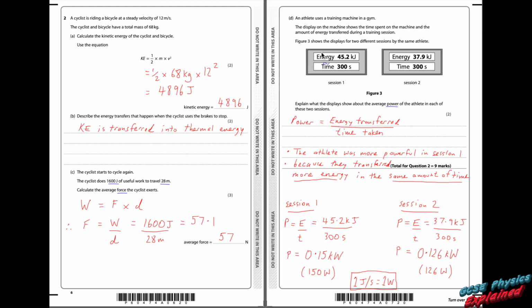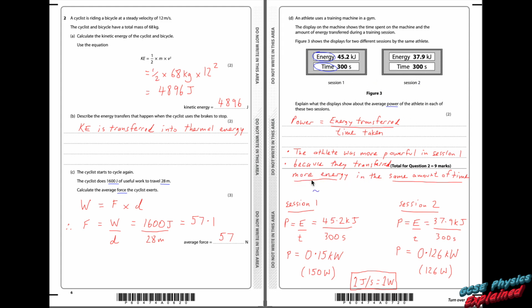Well, they've gave us the energy and they've gave us the time. So the equation that relates energy, time and power is power equals energy transferred divided by time taken. Now for 2 marks, we can say the athlete was more powerful in session 1, and that's because they transferred more energy. So in this session they transferred 45.2 kilojoules of energy, whereas in session 2 they only transferred 37.9 kilojoules, and you'll notice it was in the same amount of time.